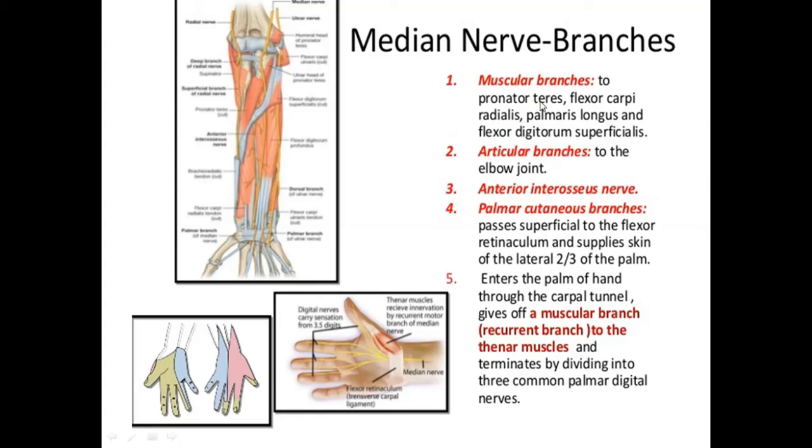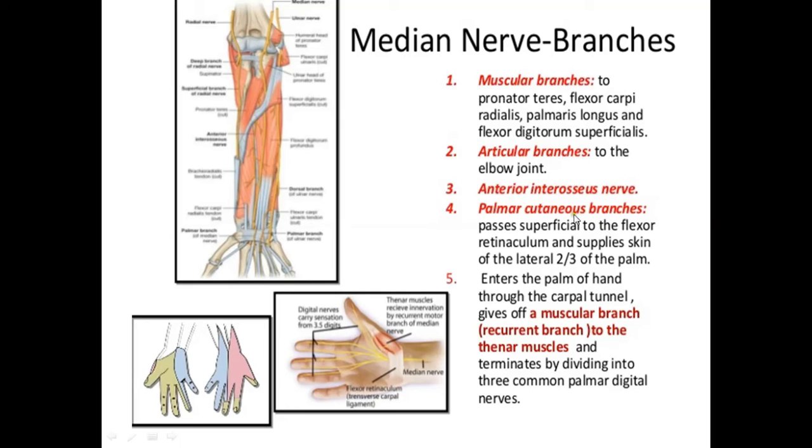The branches that arise from the median nerve are muscular branches that supply the muscles of the anterior compartment: the pronator teres, flexor carpi radialis, palmaris longus, flexor digitorum superficialis, and articular branches to the elbow joint. The anterior interosseous nerve supplies the deep muscles, including the flexor digitorum profundus and the flexor pollicis longus.